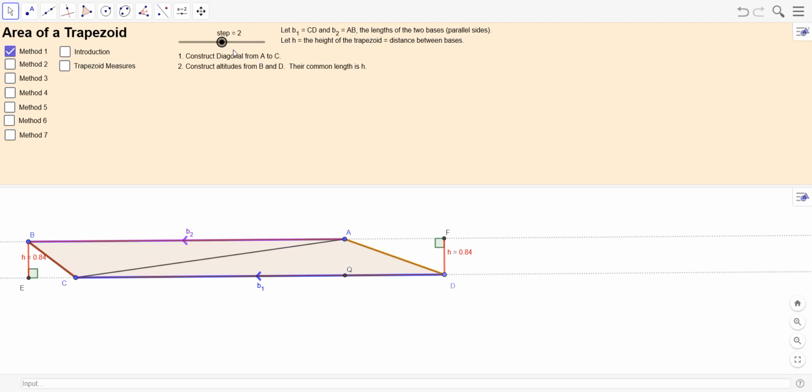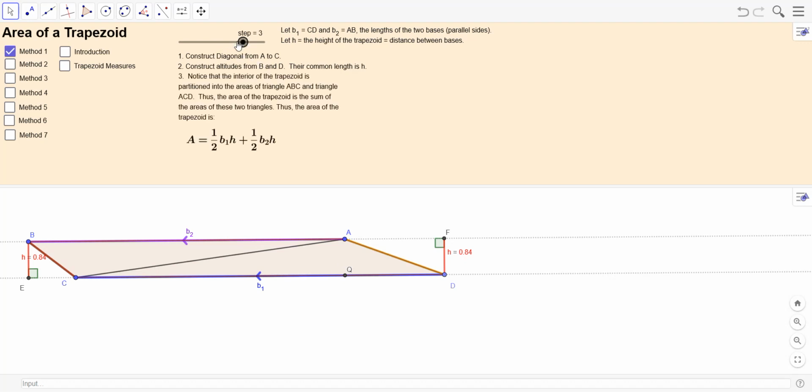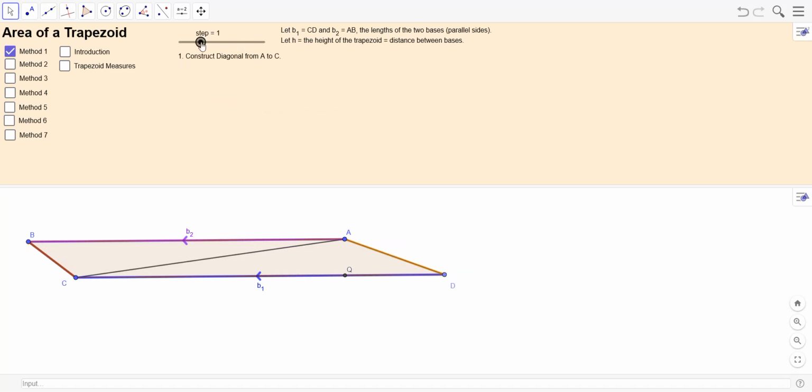So this triangle has area, this one is 1/2 base 1 times height, and this is 1/2 base 2 times height. Different bases potentially, but the same height. So you can see the formula written that way, and it makes sense the way this formula is written because now this is an area of a triangle, that's an area of a triangle. Okay.